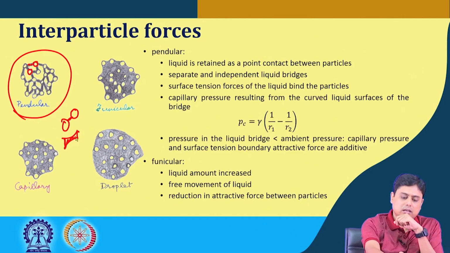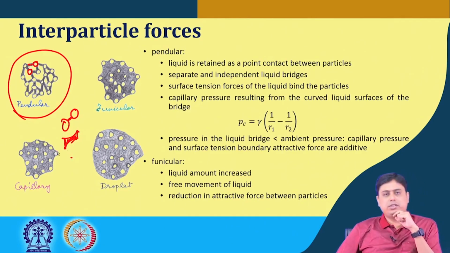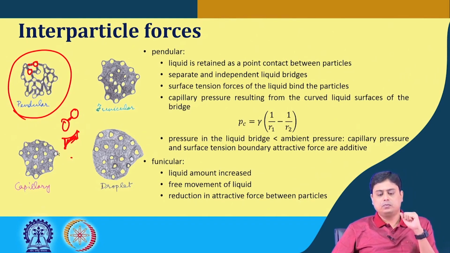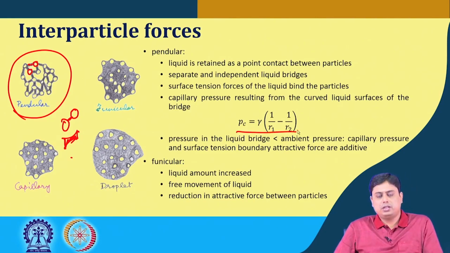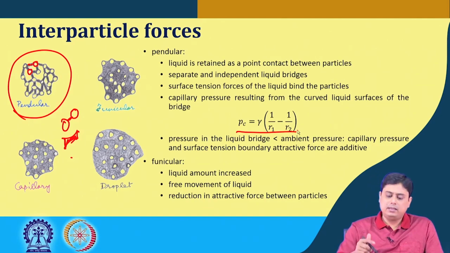there is a curvature of this liquid surface, which results in the capillary pressure. The capillary pressure is measured as the surface tension multiplied by (1/R1 - 1/R2), where R1 and R2 are the radii of curvature of these surfaces, and this is the surface tension.